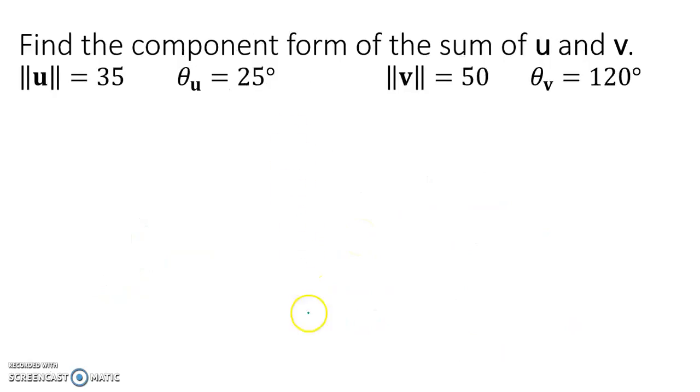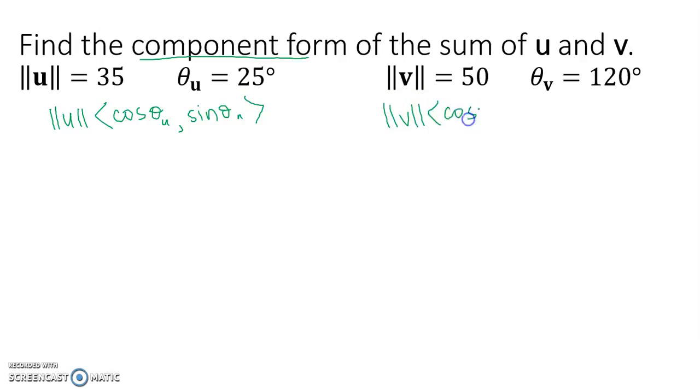Find the component form of the sum of u and v. So first off, component form. That means I need to get these guys into component form. So for u, I'm going to take my magnitude of u, multiply it by cosine of the direction angle of u, and sine of the direction angle of u. I'm going to do the same thing for v. And I will be adding these once I get those.